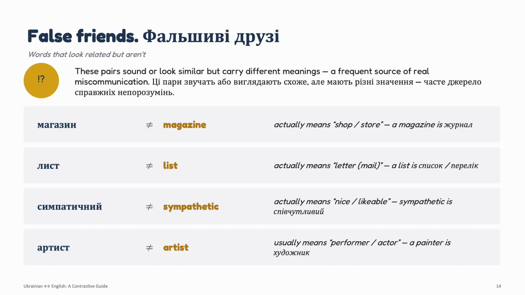And then the word лист is not a list. It means letter, like mail. And if you want to translate list to Ukrainian, it will be список or перелік.